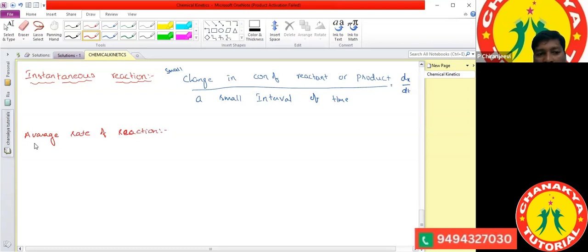What is the average rate of reaction? How are you going to represent the average rate of reaction? Average rate of reaction can be defined as the change in concentration of the reactants or products per unit time. This is called the average rate of reaction.